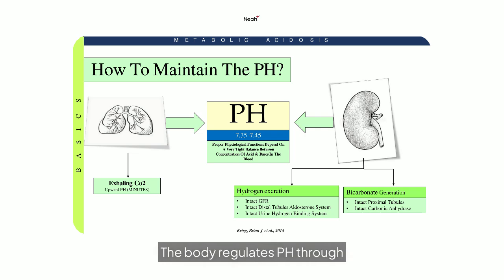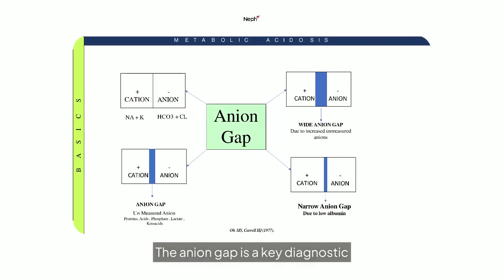The body regulates pH through exhaling CO2 and renal processes like hydrogen excretion and bicarbonate generation. A pH range of 7.35 to 7.45 is crucial for homeostasis. The anion gap is a key diagnostic tool in metabolic acidosis. It helps differentiate between wide and narrow anion gaps, indicating various underlying conditions. Understanding this concept aids in accurate diagnosis and treatment planning.